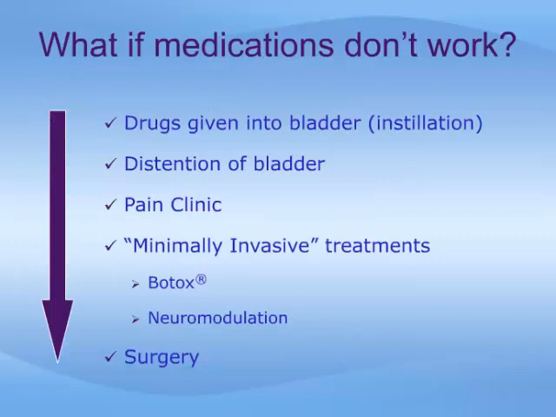When medications taken by mouth are not working well enough, treatment options include drugs given into the bladder, called bladder instillations, distension of the bladder with water, referral to a dedicated pain clinic, so-called minimally invasive treatments, including Botox or neuromodulation, and surgery. Treatment usually progresses from one to another, rather than skipping ahead to more aggressive steps.